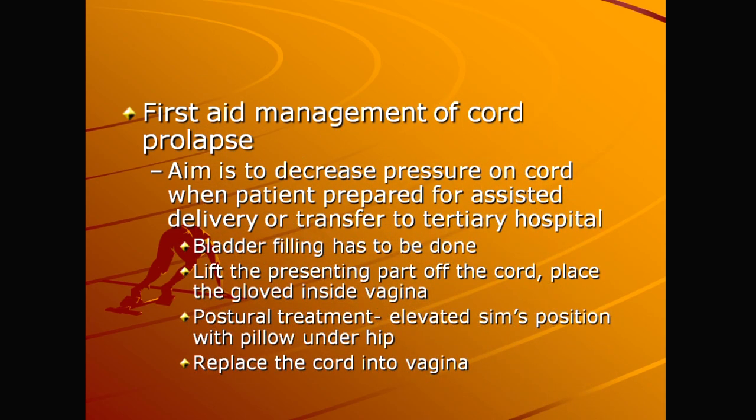So bladder filling has to be done. We have seen that in the first stage of labor, when the bladder is filled, the descent of the presenting part will not take place. So with a full bladder, lift the presenting part off the cord and place a gloved hand inside the vagina. Then postural treatment: elevate the hips with a pillow under the hip, that means the lower extremity has to be elevated. Replace the cord into the vagina.